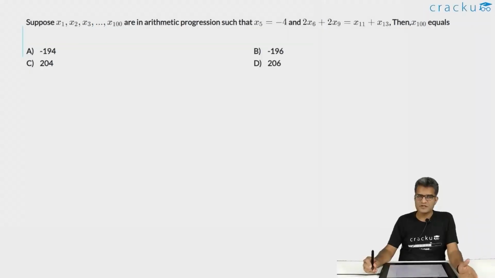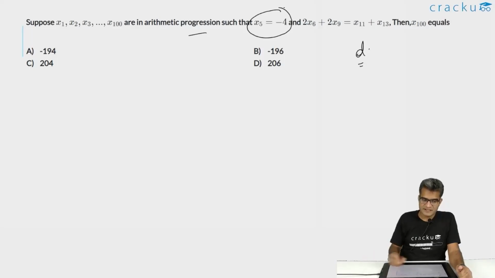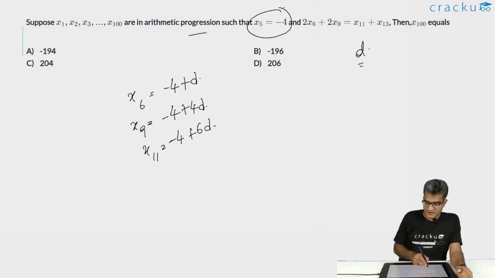In this question, we are told that there is an arithmetic progression x1, x2, dot, dot, dot till x100. This is an arithmetic progression such that x5 is minus 4. If you assume that the common difference is d, the value of x6 is equal to minus 4 plus d. Similarly, the value of x9 is equal to minus 4 plus 4d. The value of x11 is minus 4 plus 6d. The value of x13 is minus 4 plus 8d.